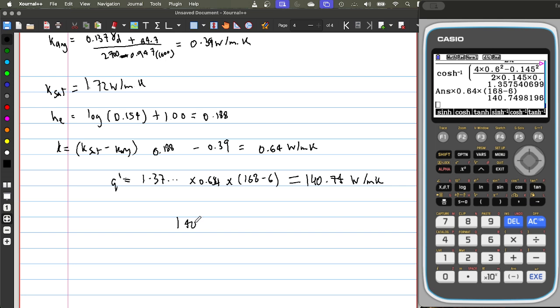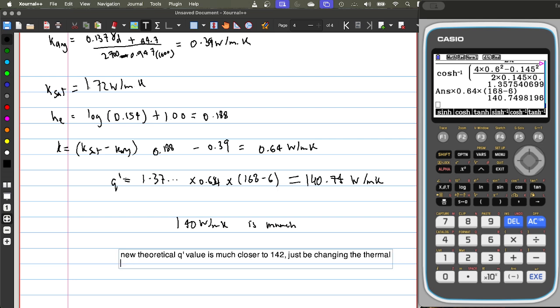So this 140 watts per meter is much closer. I'll just type it up and see here. This new theoretical Q prime value is much closer to 142 just by changing the thermal conductivity of the soil.